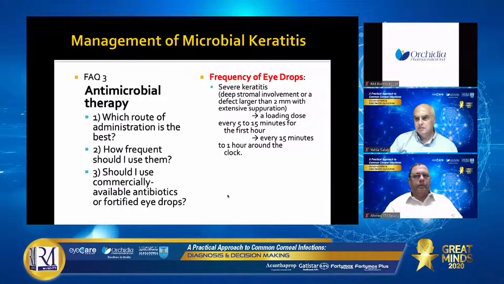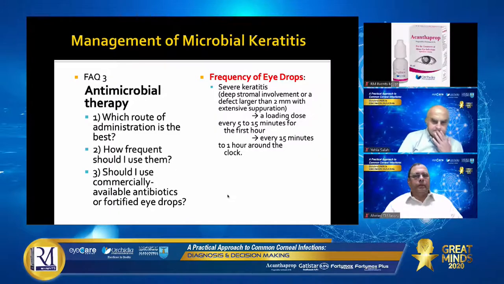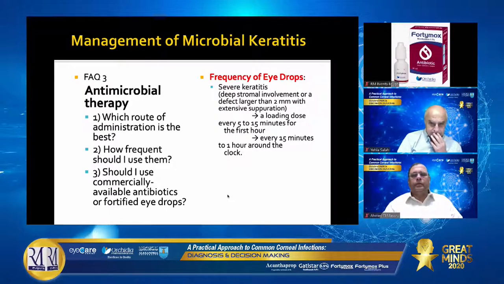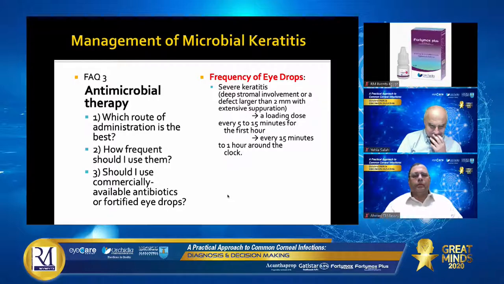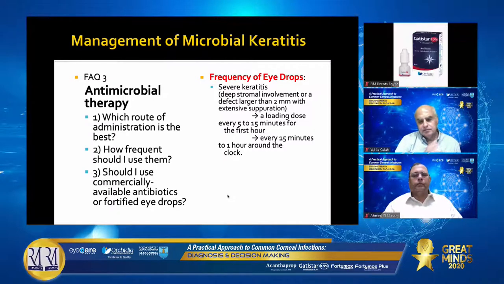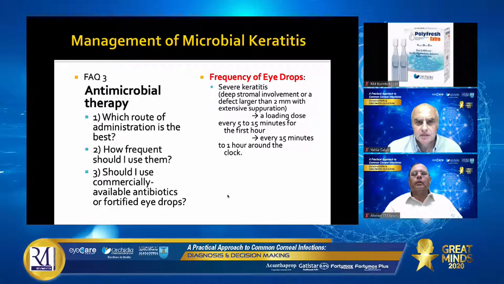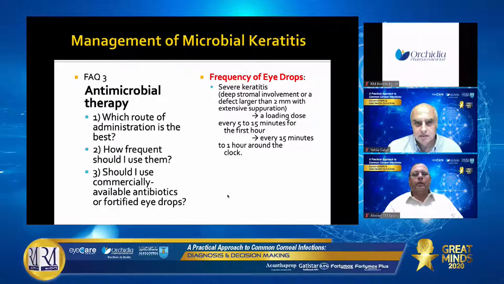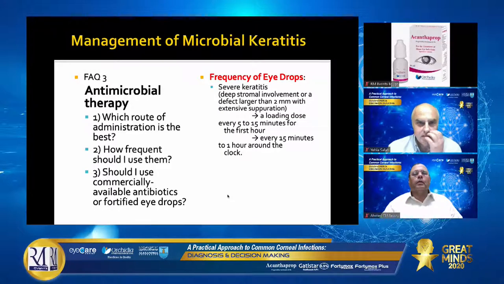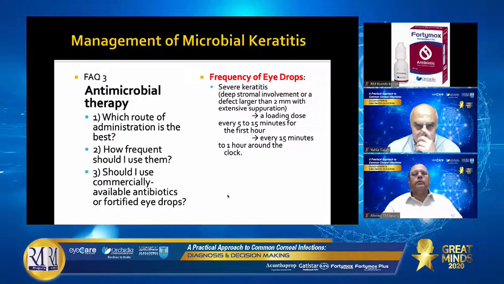Frequency of eye drops. How frequent should I use the drops? If the condition is severe with deep stroma, use an extensive loading dose every 5 to 15 minutes for the first hour, then every 15 minutes to 1 hour around the clock. Around the clock means 24 hours a day until you get a response. When the patient and the lesion respond to treatment, you can decrease the frequency.